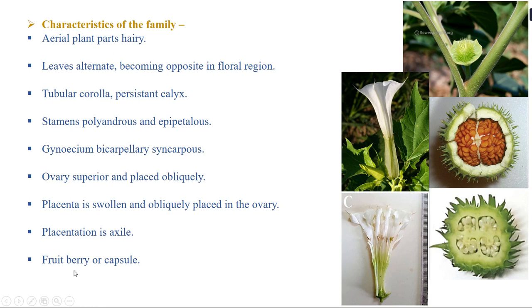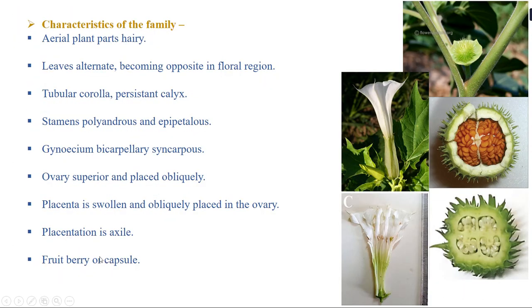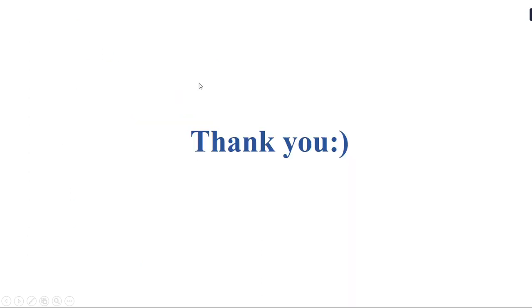The fruit is either berry or capsule. In case of Datura, the fruit is a capsule. Okay. So students, these are the certain characteristics of the family Solanaceae. With this, we end the first practical, and in the next video, we'll be starting with the second practical.